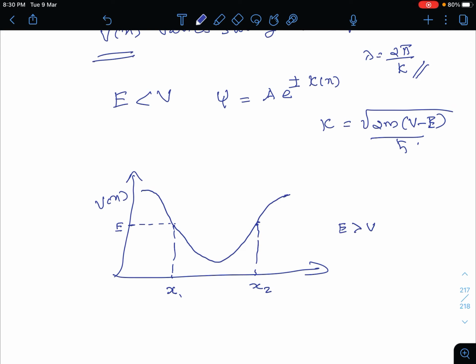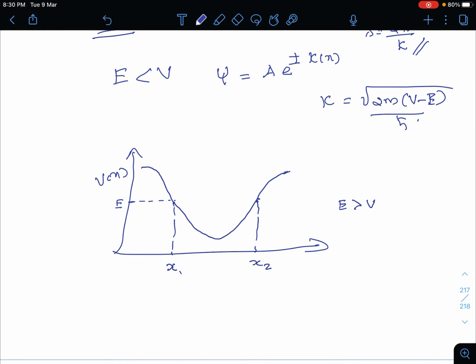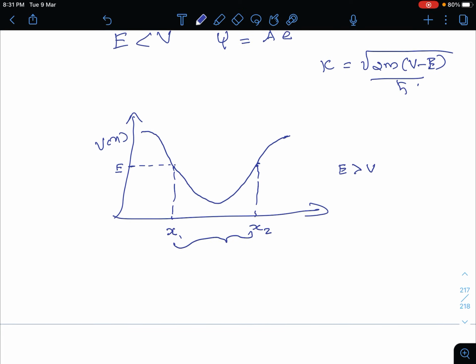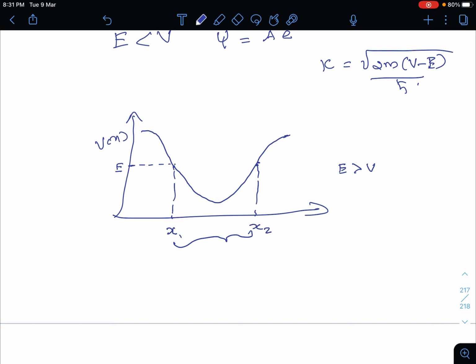You can see that from here. At x1 and x2, E is equal to V, and for x less than x1 and x greater than x2, V is greater than E. So the regions where E is greater than V, or V is less than E, are usually called the classical region.